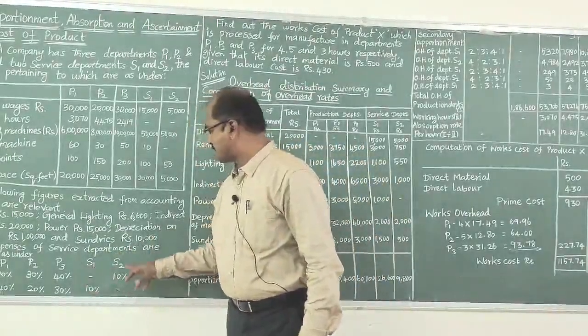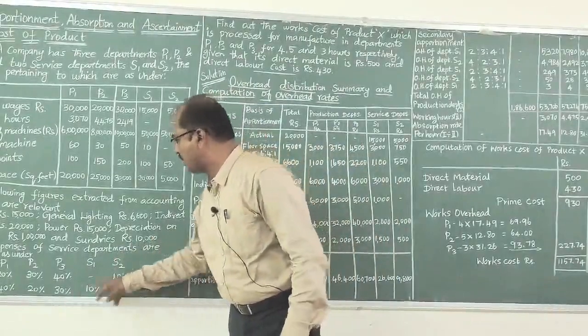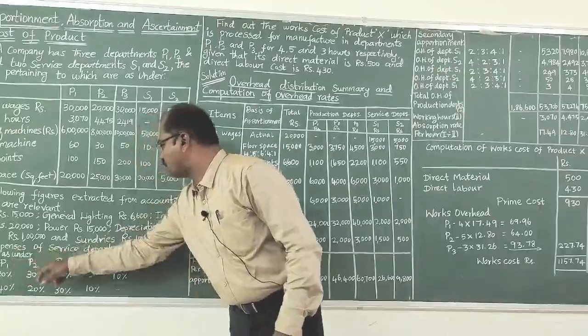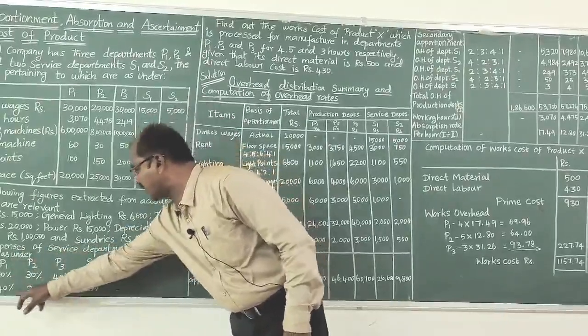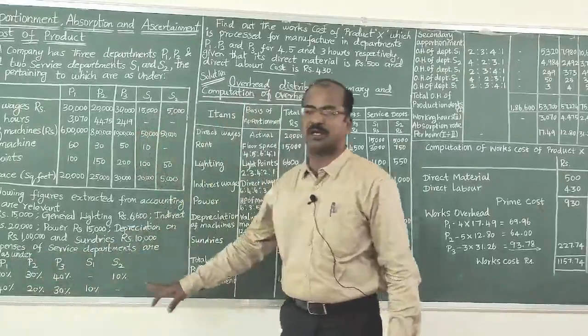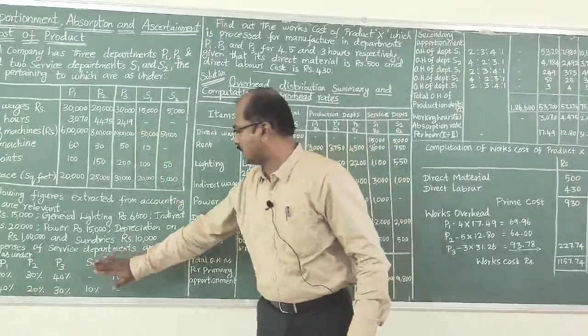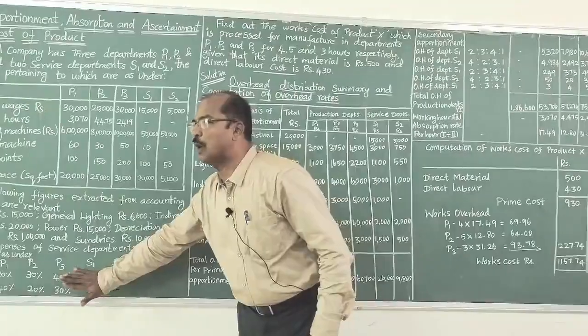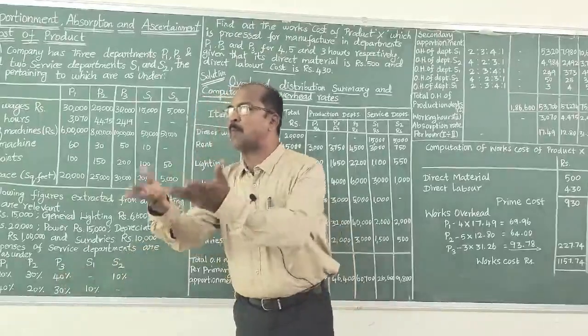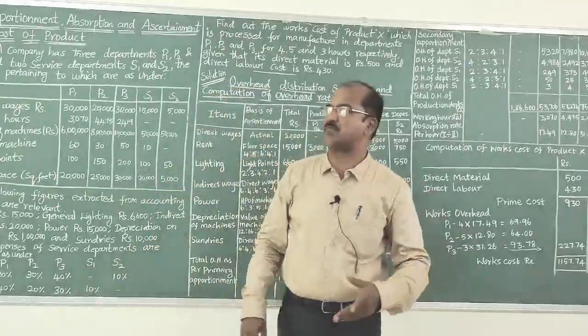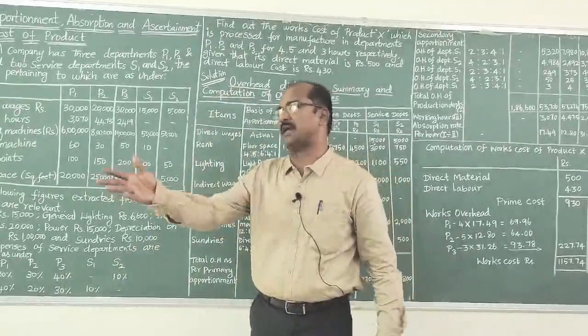20:30:40:10. Whereas the overhead of S2 will be apportioned to P1, P2, P3 and S1 in the ratio of 40:20:30:10. This is about the basis we are going to follow for reapportionment of service departments overhead to other departments.